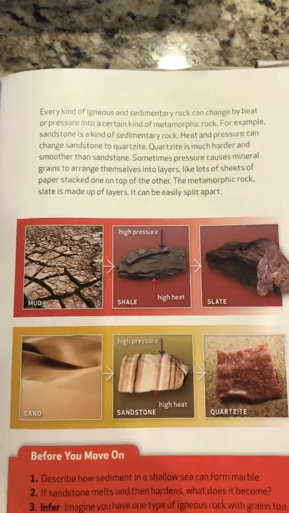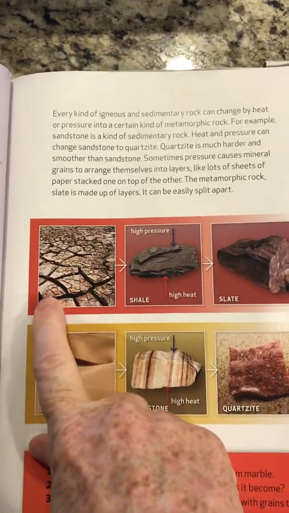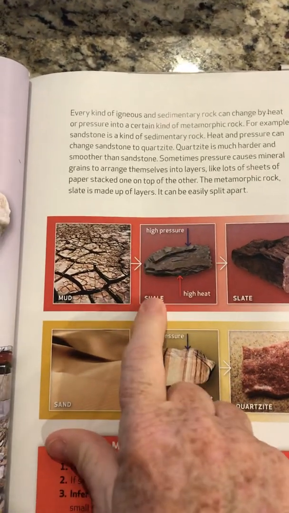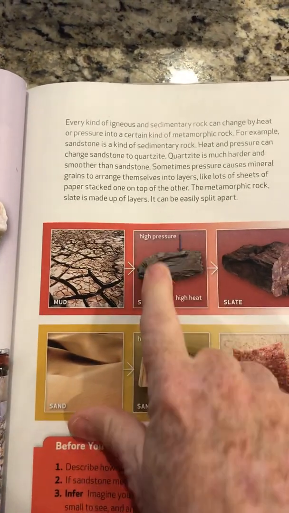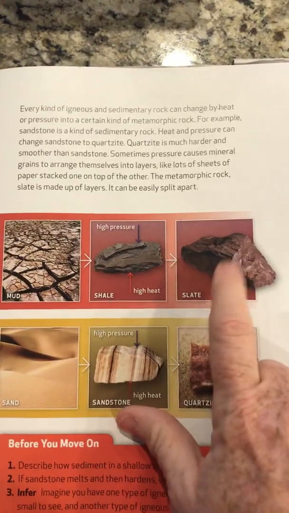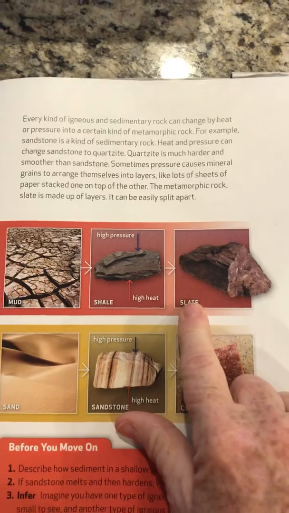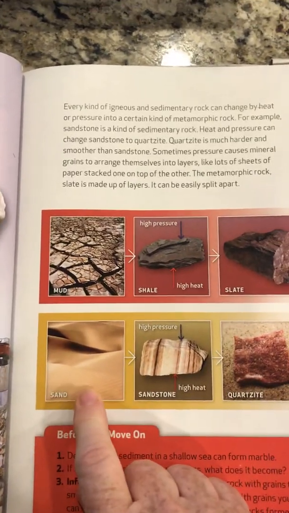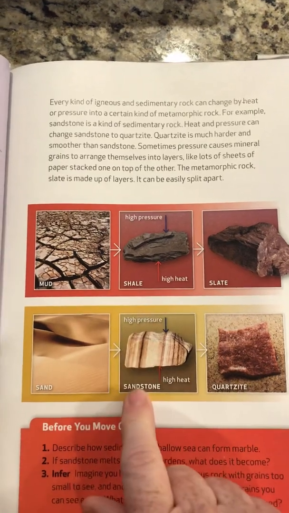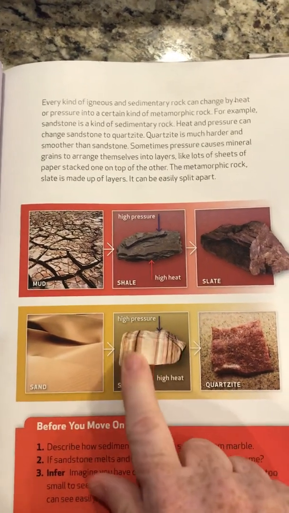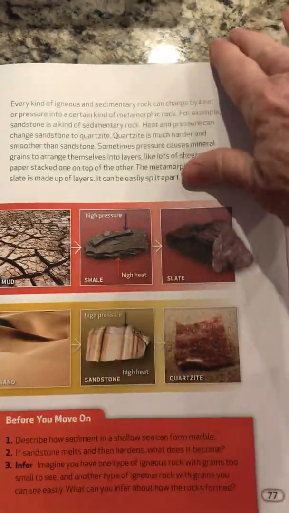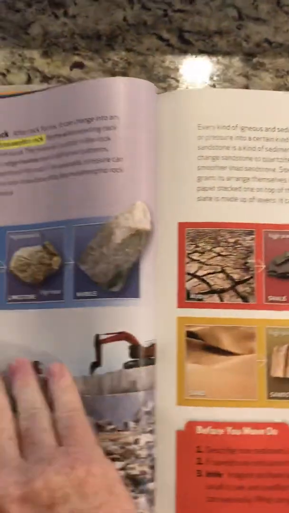So here's some metamorphic rocks. You took like mud and that turned into a sedimentary rock called shale. And you got high heat, high pressure, and that forms slate. Chalkboards back in the olden times were made out of slate. Then you have another sand, which layers and layers is a sedimentary rock. Sandstone, high heat and high pressure, turns into quartzite. Isn't that pretty? So those are your three kinds of rocks.